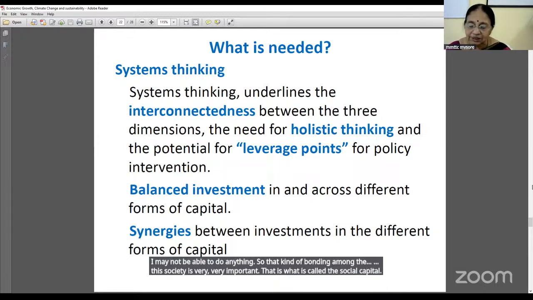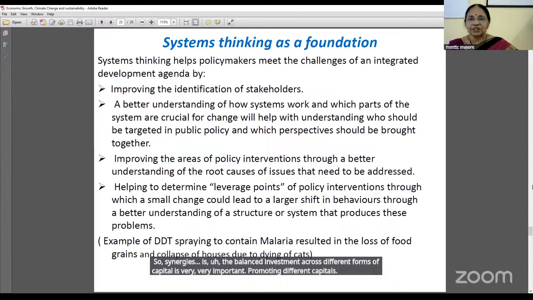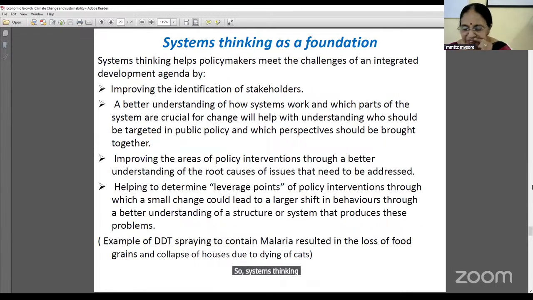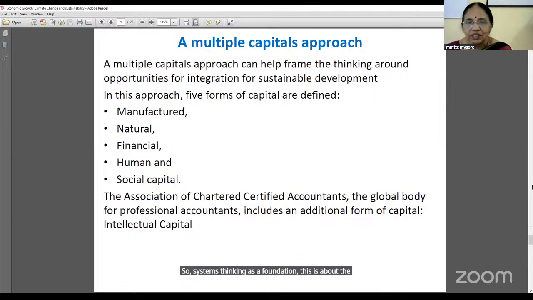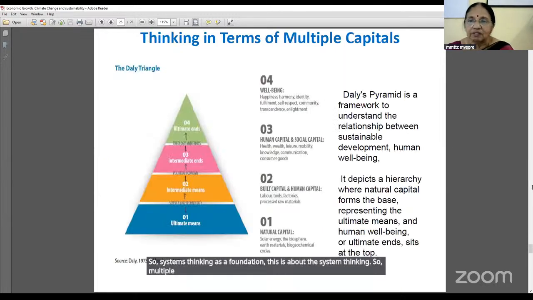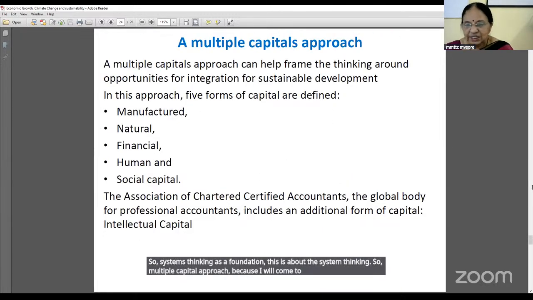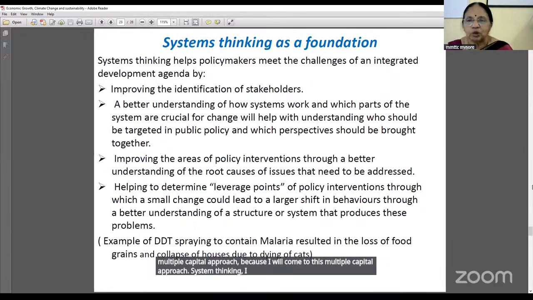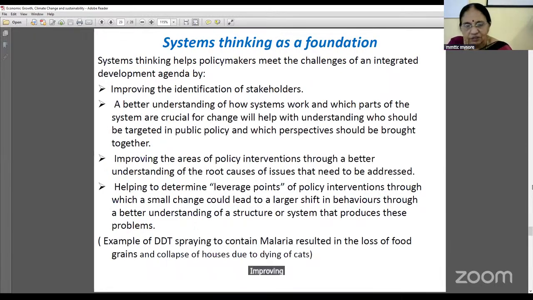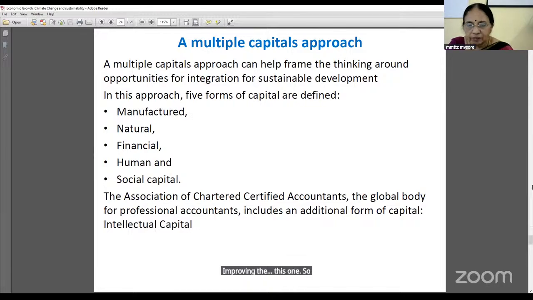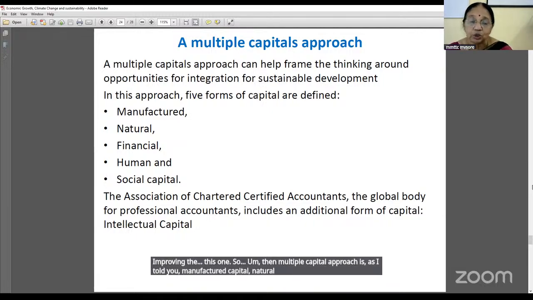So synergies, the balanced investment across different forms of capital, is very, very important. Promoting different capitals. So systems thinking as a foundation. This is about systems thinking. So, the multiple capital approach, because I will come to this. Systems thinking, I already explained about this. Then the multiple capital approach is, as I told you, manufactured capital, natural capital, financial, human, and social capital.